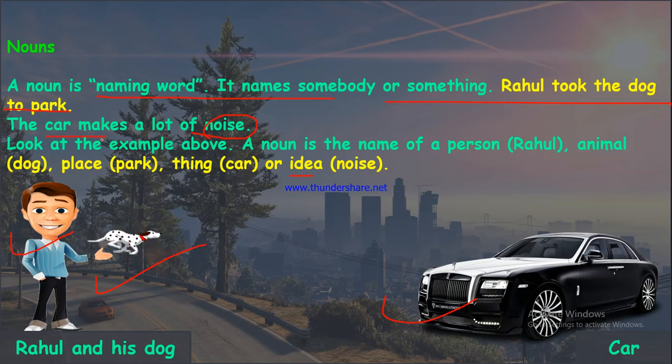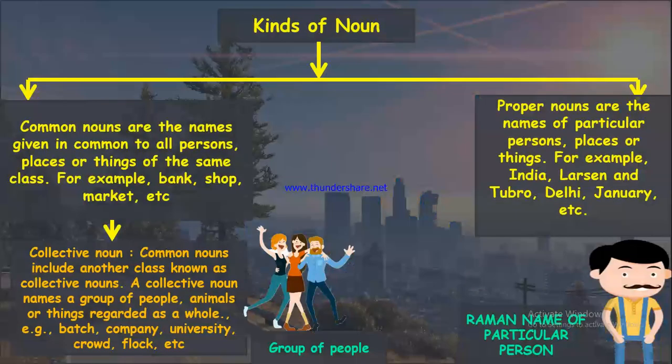The car is a noun, and remember that a verb can never become a noun. Now look, the following are examples that you can consider as nouns. Dog, whatever things exist on earth are called nouns. Place, thing, car. Now let's move on to another topic.